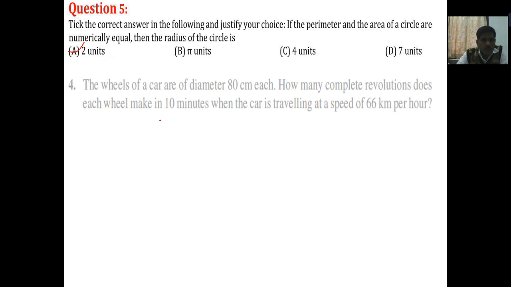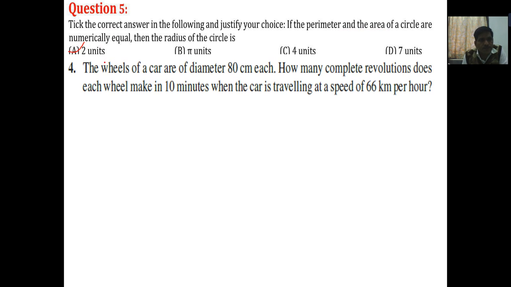Now question number 4. First complete, second complete, fifth complete, now fourth. A wheel of a car has diameter 80 cm. How many complete revolutions does each wheel make in 10 minutes when the car is traveling at a speed of 66 km per hour? So first of all, we have to find out the circumference of the wheel of the car.